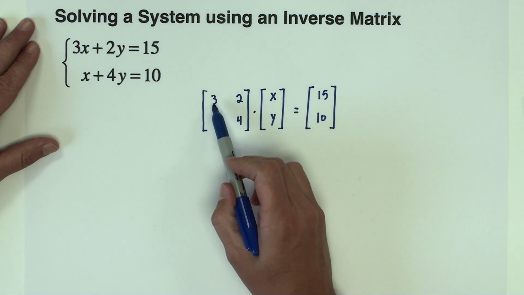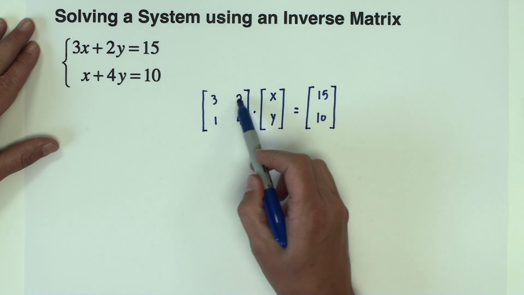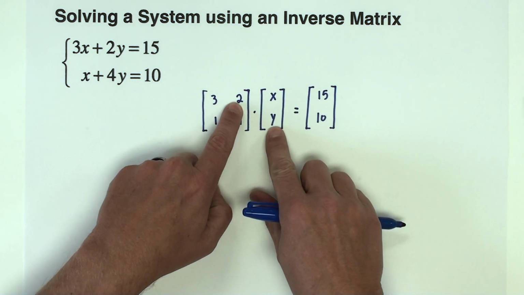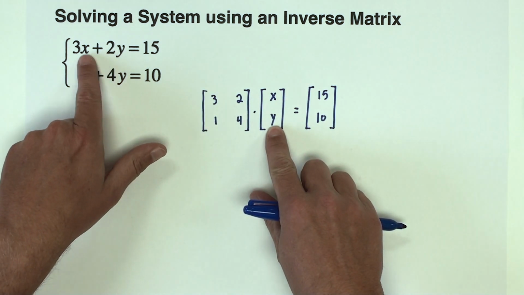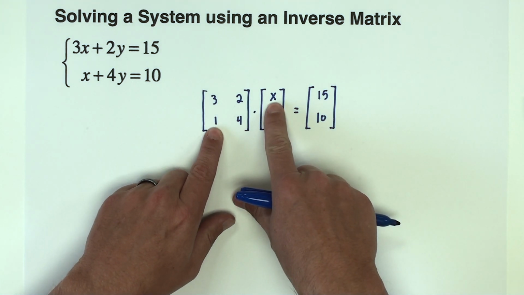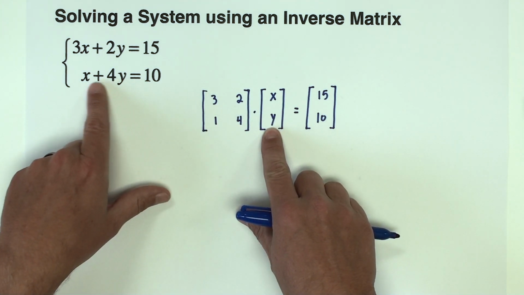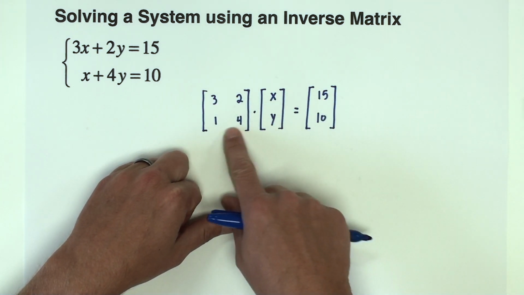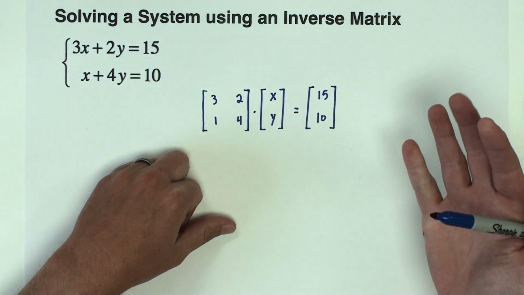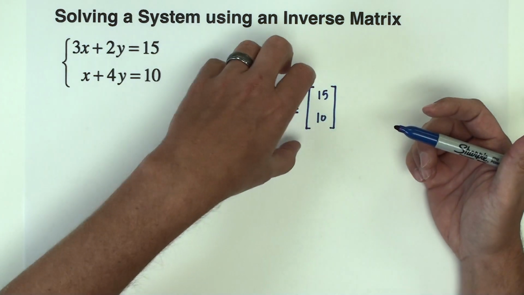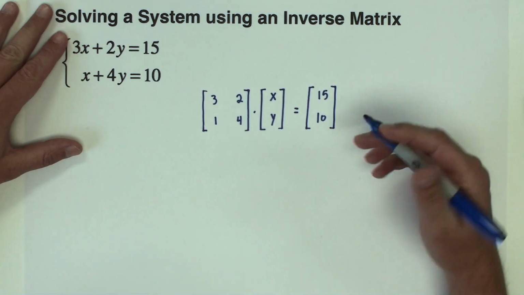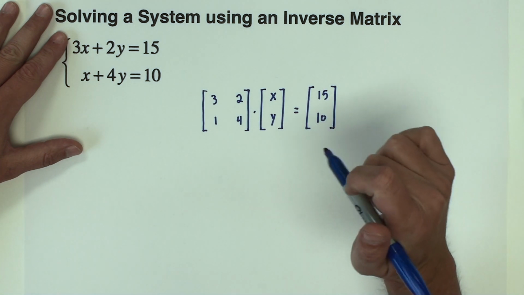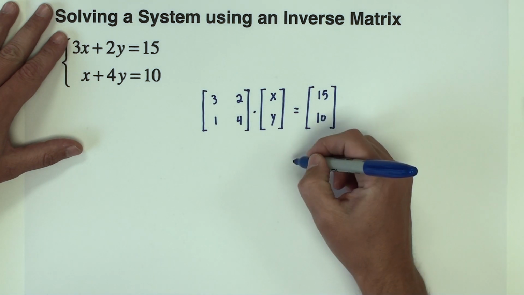And if I were to multiply, how do we multiply matrices? We take the row times the column. Well, this would be 3x plus 2y, which is exactly what I have right there. And then the bottom row would be 1x plus 4y, which is the bottom row there. And of course, then the top row would equal the 15, which is in the top, and the bottom would equal the bottom row here. So it checks out. I can rewrite this as this matrix equation. Now, from this step, what we're going to do is what we did in that very simple algebra equation on the previous slide. We're going to rewrite this like this.